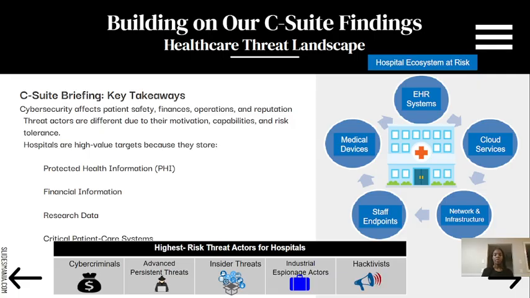So, just to do a quick briefing and a review on our C suite findings, we discussed how cybersecurity affects the safety and finances of an establishment, and we discussed how threat actors differ due to their motivation, capabilities, and risk tolerance. Today, we're going to be discussing how hospitals are the highest targets due to them having so much information, whether it be financial information, patient information, or even research data. And we're going to be discussing the five threat actors and ways that they can negatively impact the hospital.